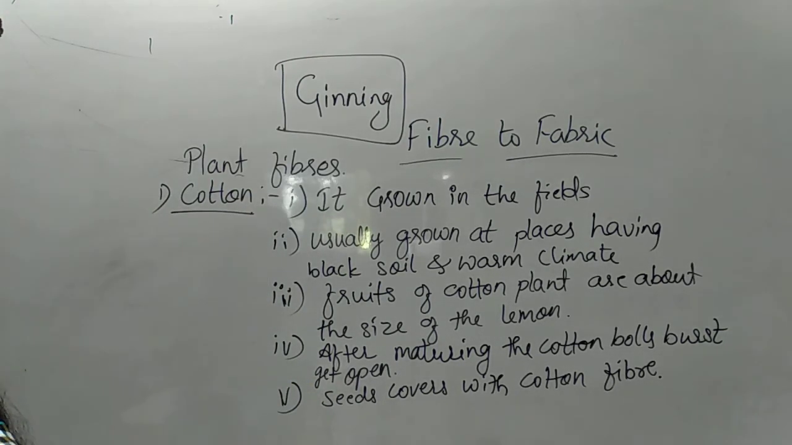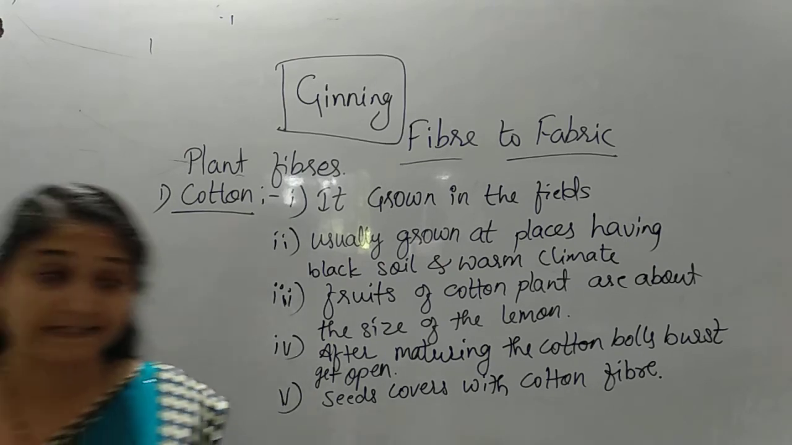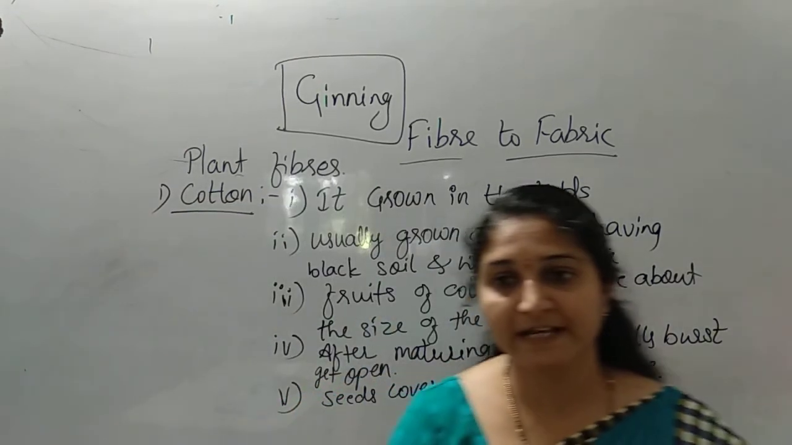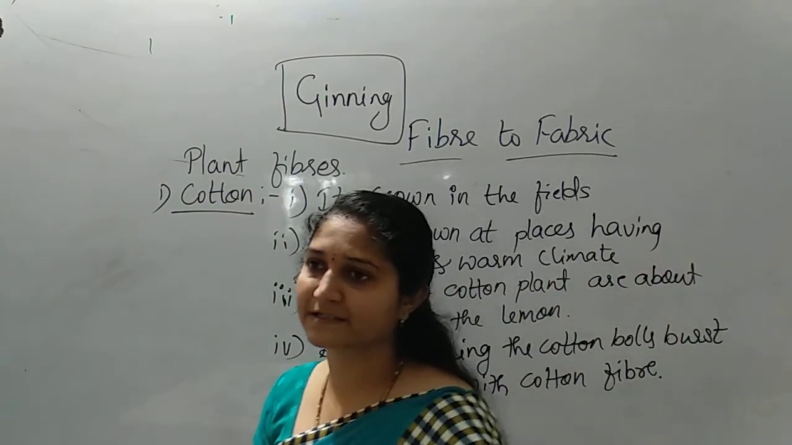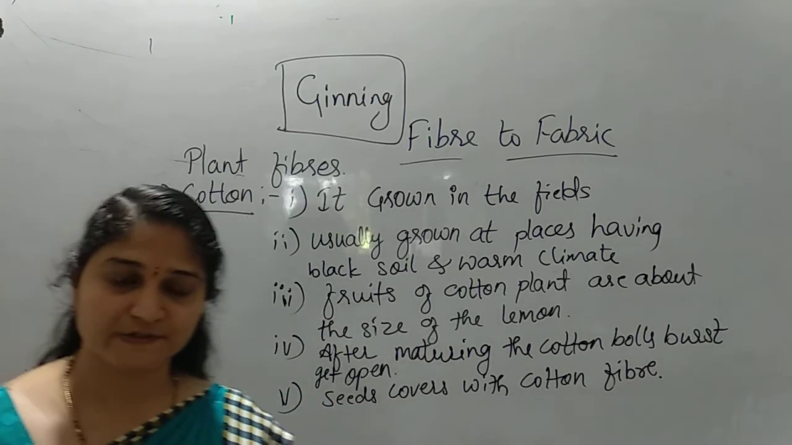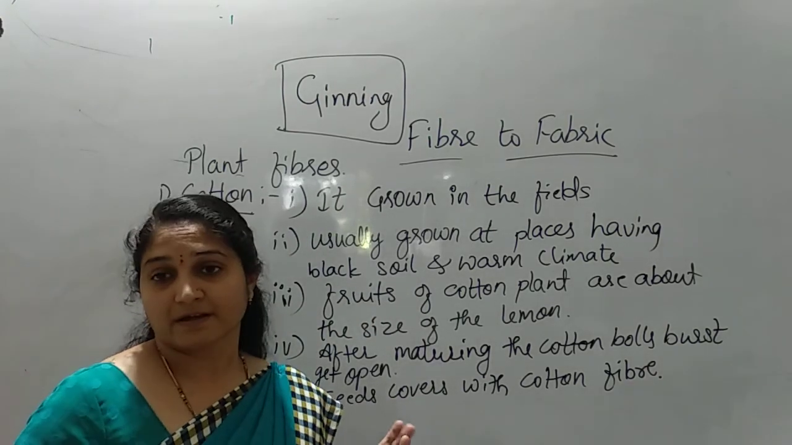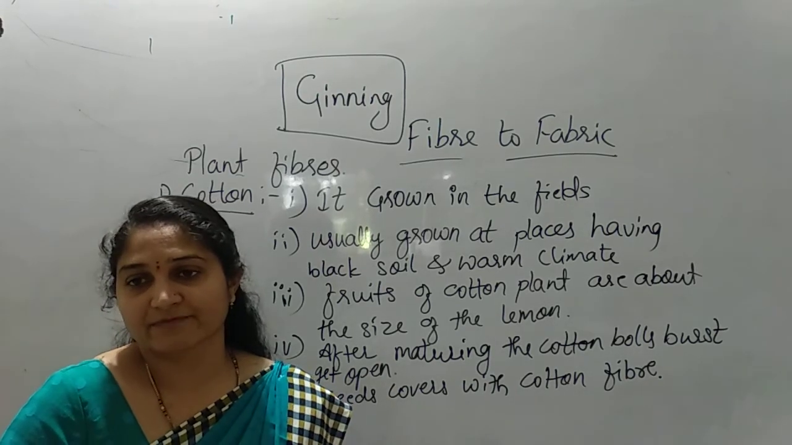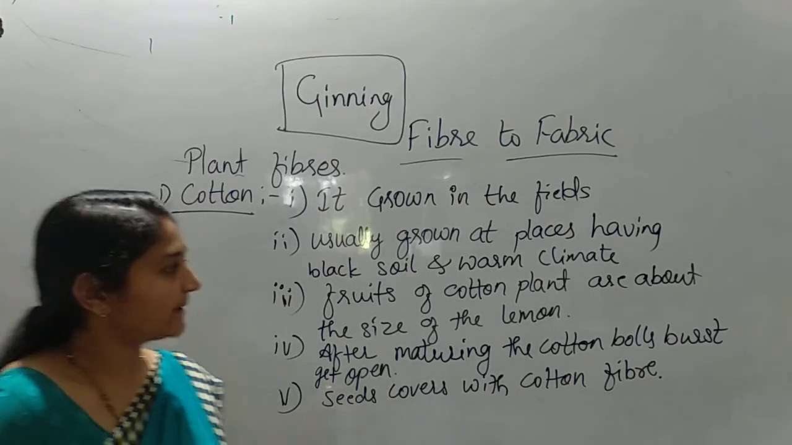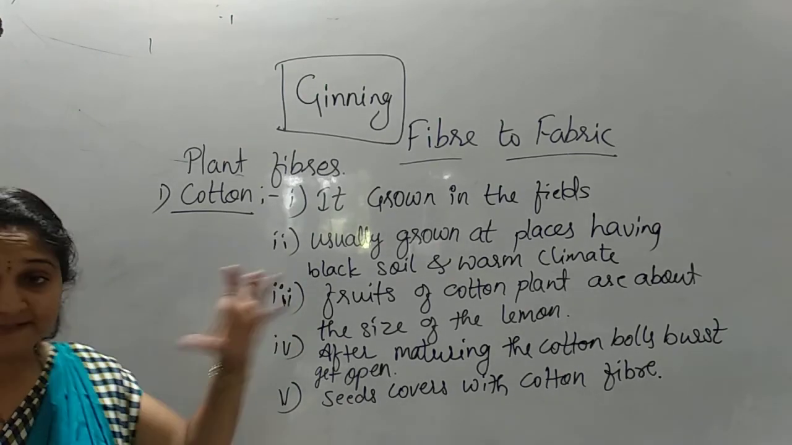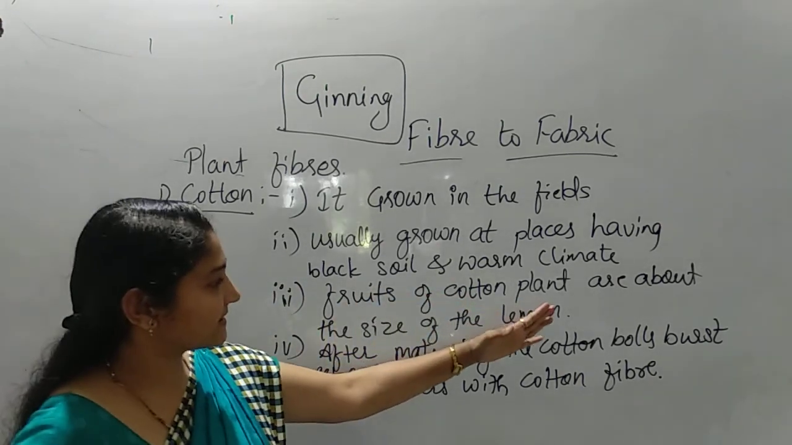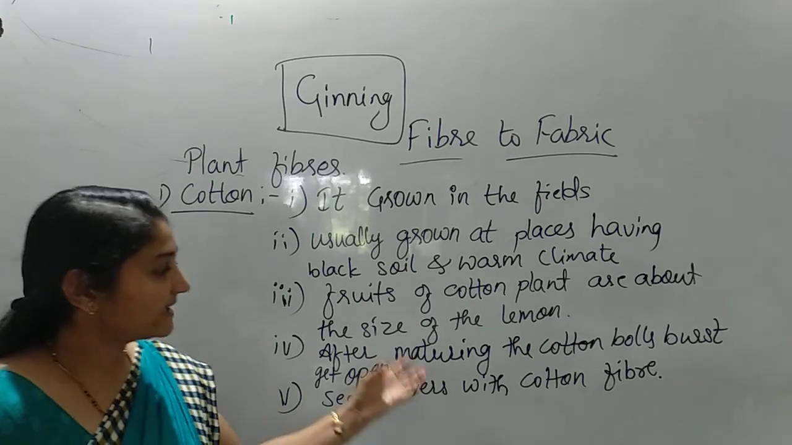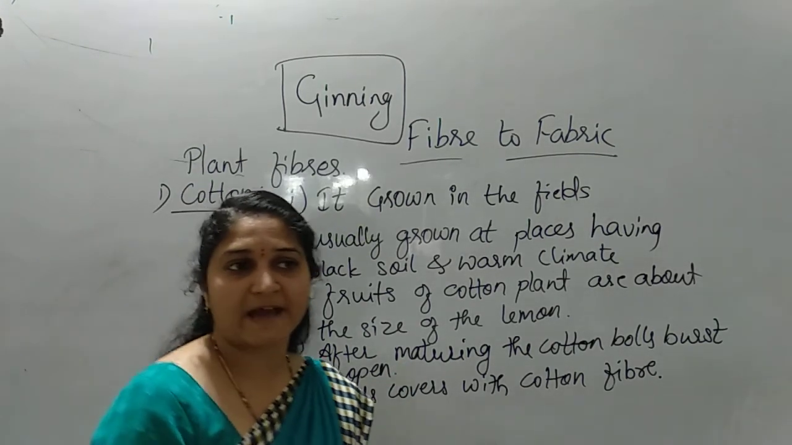In the field, it looks as if snow is falling. Like that, we observe it. Am I right? I think we all have seen the cotton field. Cotton is grown in Karnataka also, and the maximum amount can be found in Gujarat. Okay, so once the fruit bursts open, they pluck it by hand.